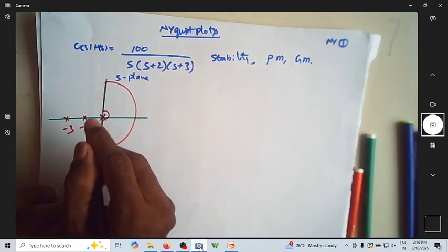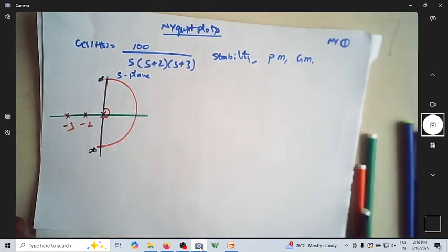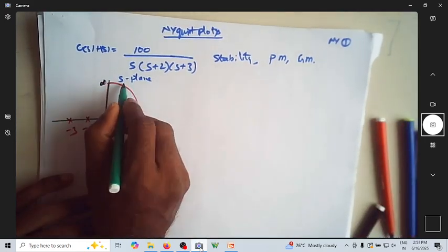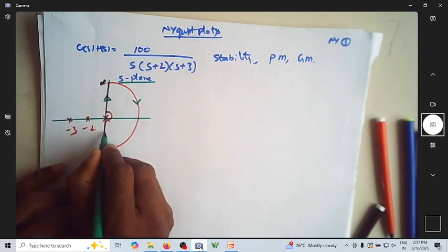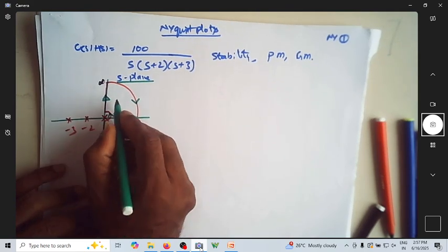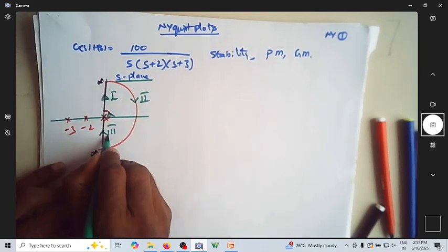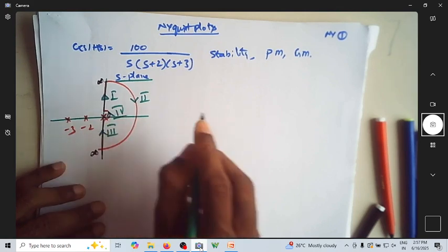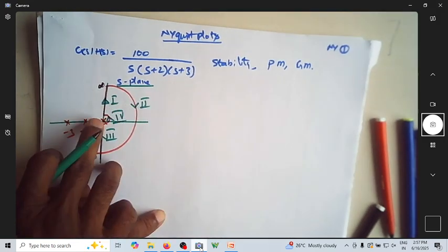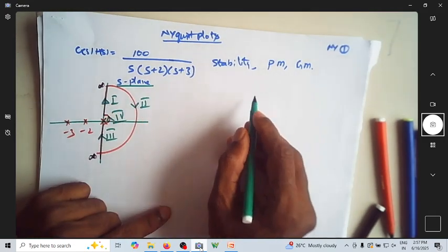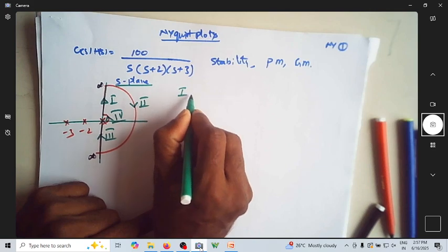As we know, this goes up to infinity, and this also goes up to infinity. This is explained separately, so we mark the direction of the contour. This is segment 1, segment 2, segment 3, and segment 4. There are 4 segments, so while mapping each segment onto the GH plane, we substitute as follows.